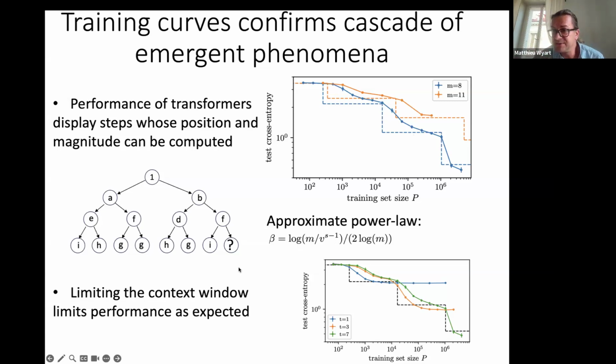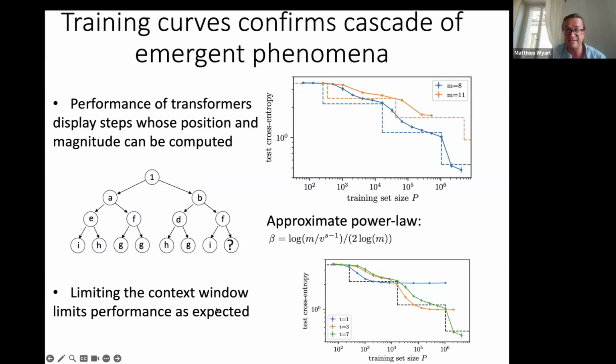Another way to test those ideas is to play with the context window. Normally when we train, we let the system see the entire data, but instead you could just allow it to see, for example, I, the token next to the one you're trying to guess. That would correspond to the blue curve. If you have a context window of 3, it means you're allowed to see HGI, and then your training curve is better, it saturates at the second plateau. If you see everything, it goes up to the third plateau.